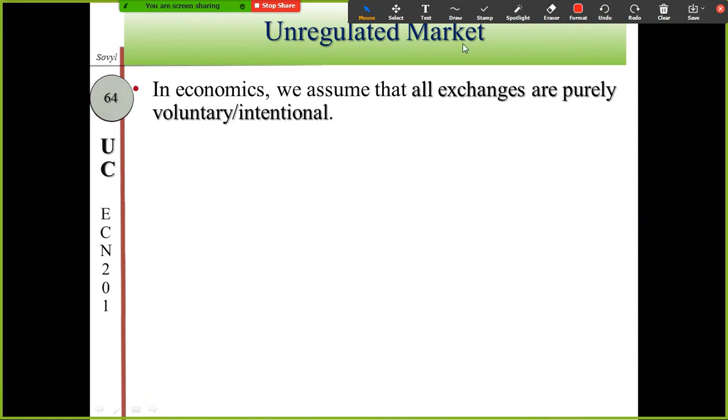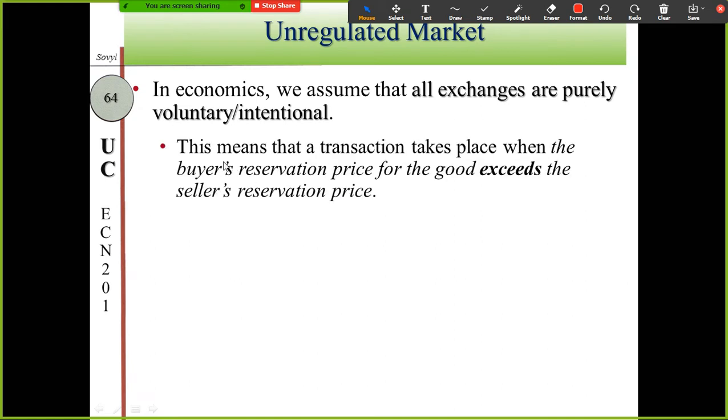Unregulated market means free market or competitive market. In economics, we assume that all exchanges, meaning buying and selling, are 100% voluntary or intentional, 100% by their own wish, their own plan, their own agreement. This means that a transaction takes place when the buyer's reservation price for a good exceeds the seller's reservation price. Buyer reservation price comes again, seller reservation price also comes again. Don't ask me what it means, because I explained already.